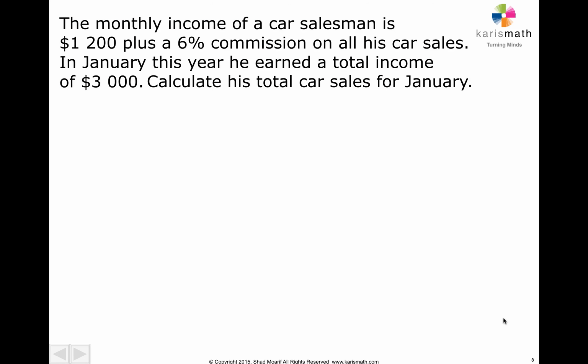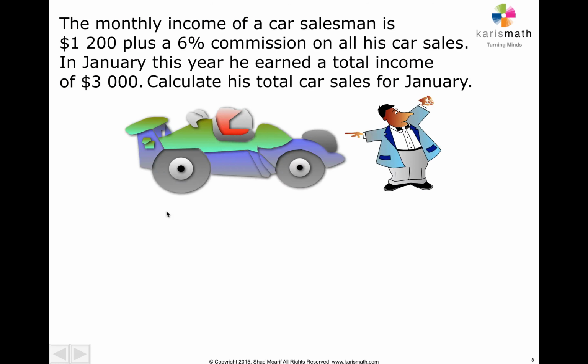So let's do some more. One last one. The monthly income of a car salesman is $1,200 flat plus a 6% commission on all his car sales. So he gets $1,200 like a fixed salary. On top of that, he gets 6% commission on any sales he makes of the cars.